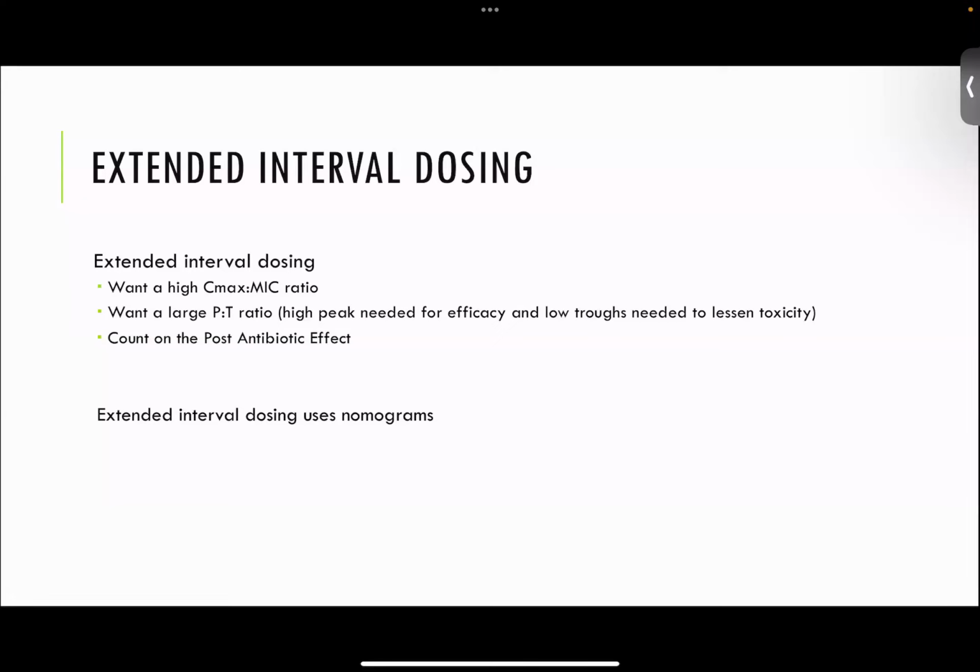So this basically just follows the pharmacodynamics, doesn't it? And ensures that you're getting the best approach. So we want this high Cmax to MIC ratio, so a very large peak to trough ratio, which means we're going to extend our dosing interval. We're also counting on that post-antibiotic effect that I mentioned. So we're counting on the fact that there's a continued effect on the bug, even though we've fallen below the MIC, probably because of the mechanism of action.